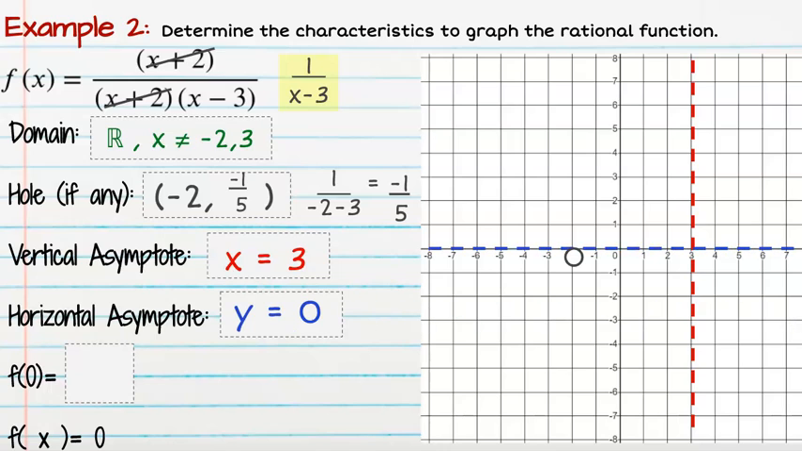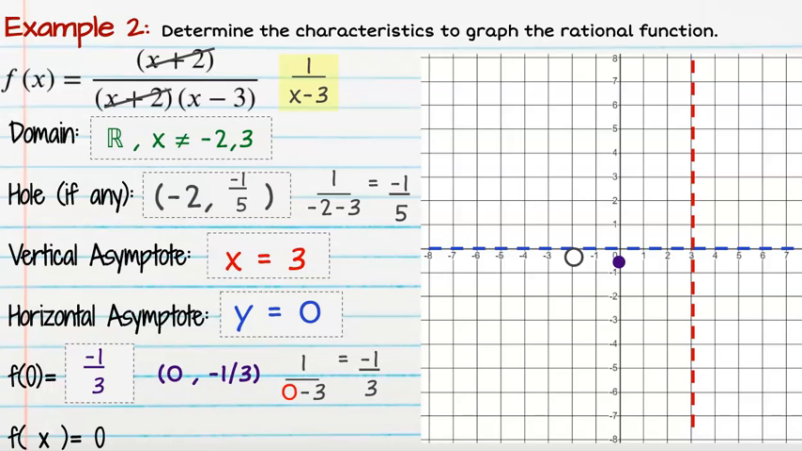This time, our horizontal asymptote is at 0, because the degree in the denominator is greater. The degree in the denominator is 1, and the degree in the numerator is 0, because we do not see any x terms there anymore. Finally, our intercepts. Let's substitute in 0 to the simplified function. So we have a y-intercept of 0, -1/3.